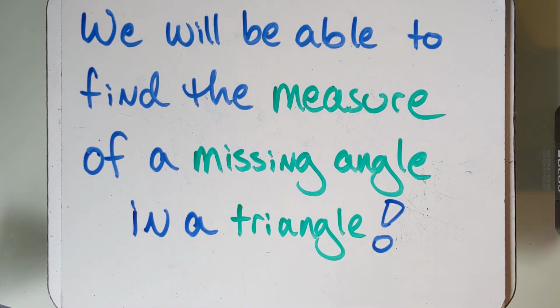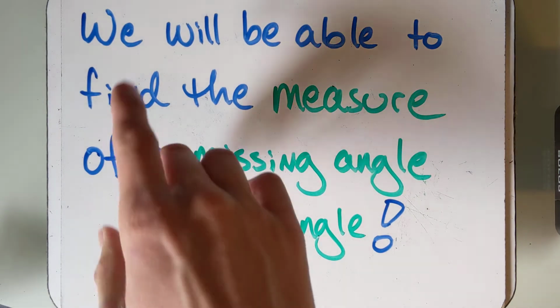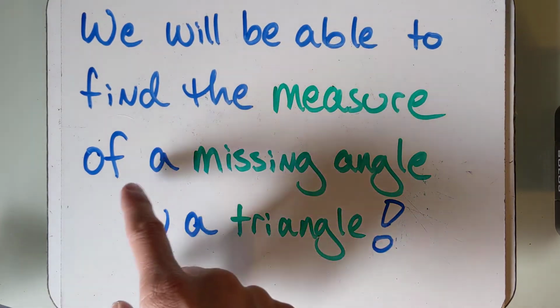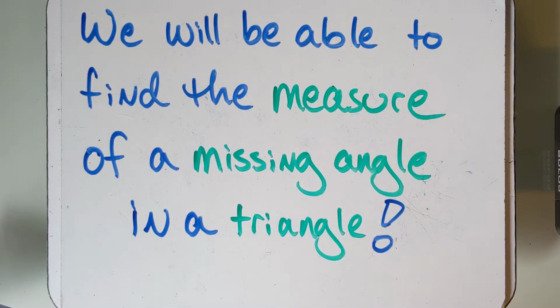Good morning, guys. Let's go ahead and take a look at our objective for today. Today, we will be able to find the measure of a missing angle in a triangle. Now, we've talked a little bit about this earlier on this year. This is a quick review on that, and we're just going to build on it a little bit.